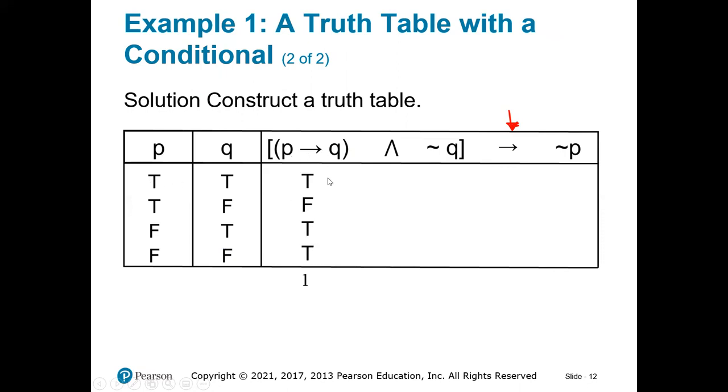Right? True implies true is true. True implies false is false. False implies true. So the second one will be this one, the negation of Q. Take these things and flip them. True becomes false and false becomes true. Now this one here will take place.